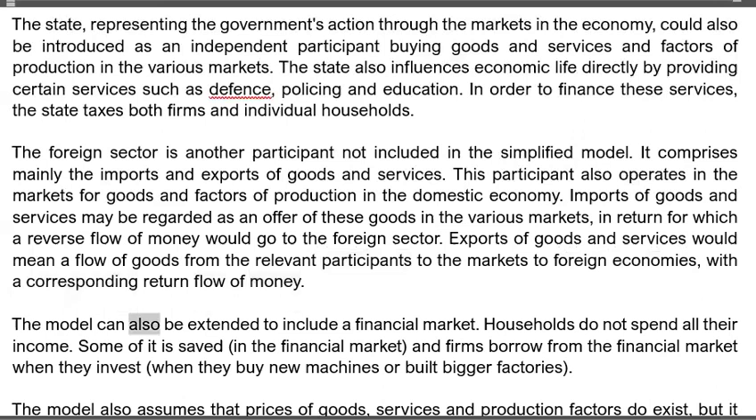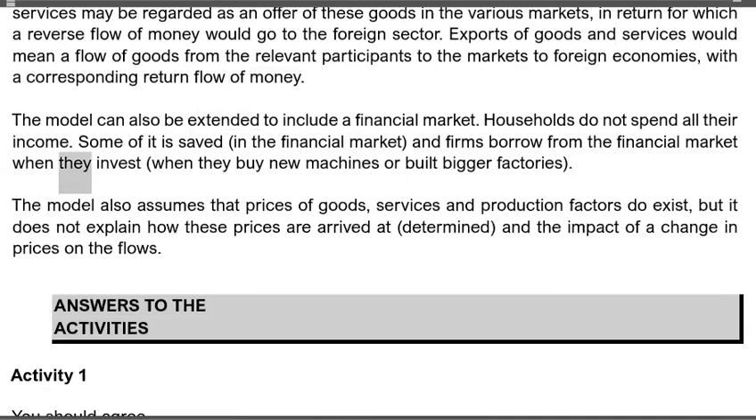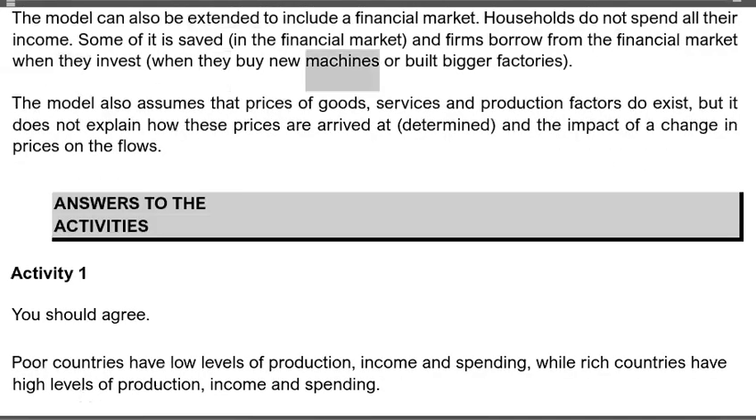The model can also be extended to include a financial market. Households do not spend all their income. Some of it is saved in the financial market, and firms borrow from the financial market when they invest, when they buy new machines or build bigger factories. The model also assumes that prices of goods, services, and production factors do exist, but it does not explain how these prices are arrived at, determined, and the impact of a change in prices on the flows.